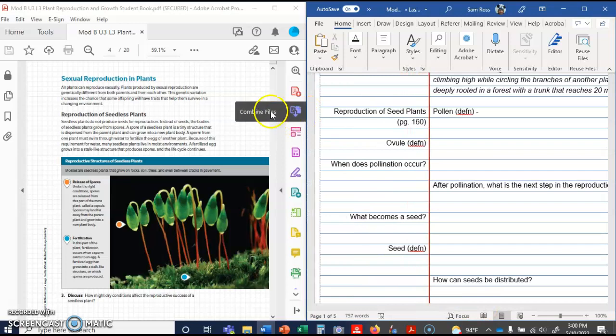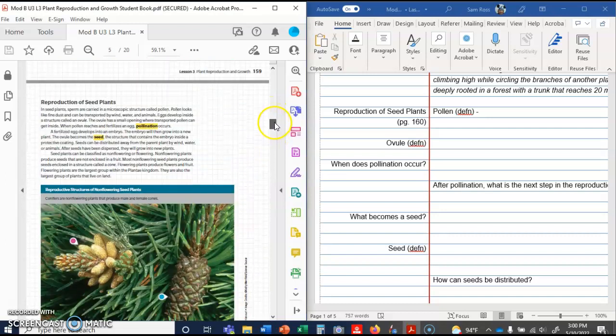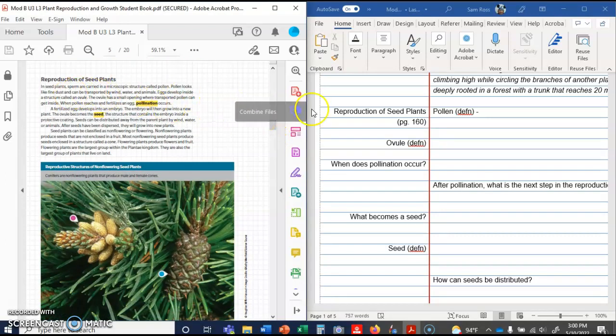So this is on page 160, so let's go ahead and go a page. And you can always make me talk faster or slower or pause me or what have you. So under reproduction of seed plants, we have the definition of pollen. In seed plants, sperm are carried in a microscopic structure called pollen. So it is literally seed plant sperm in a microscopic structure. Lovely. And then I have the definition of an ovule. Eggs develop inside a structure called an ovule. So seed plant eggs develop inside a structure called the ovule.